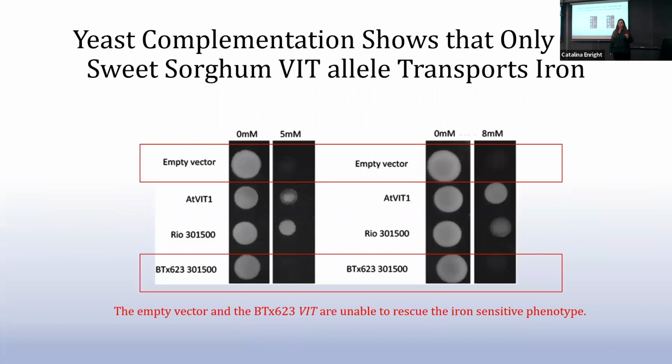And what we found was that only the sweet allele for sorghum shows that it can transport iron. So only the yeast with those alleles are able to survive. So in your empty vector, under control conditions, they grow, but you add iron and they don't grow at all. Here's Arabidopsis, where it can grow in both. The Rio is the sweet allele. It can also grow in both, but the BTX, you only see growth in the control, the no iron conditions.